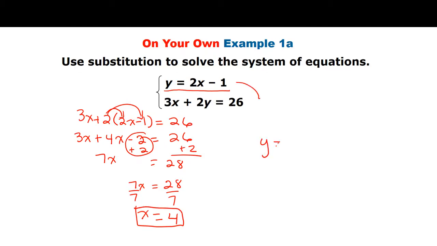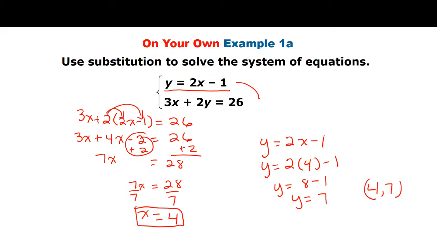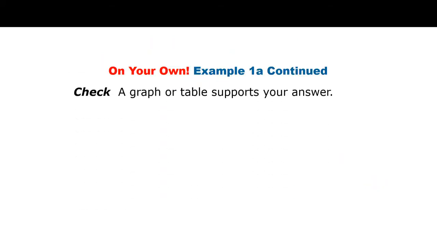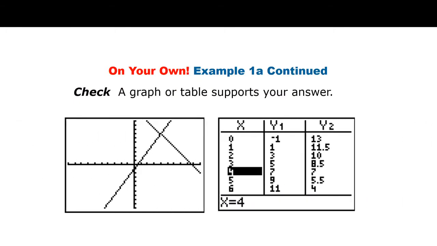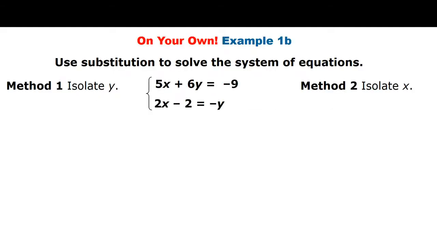I'm going to say y equals 2x minus 1. And I'm going to substitute, instead of x, I'm going to say 4, because that's what we solved for, minus 1. So y equals 8 minus 1, y equals 7. So my ordered pair is going to be 4, 7. All right? And again, you can use your calculator, and when you put in the numbers, you'll find that it supports your answer.